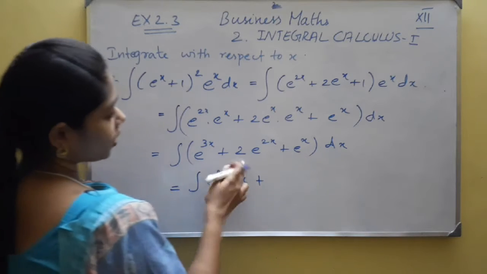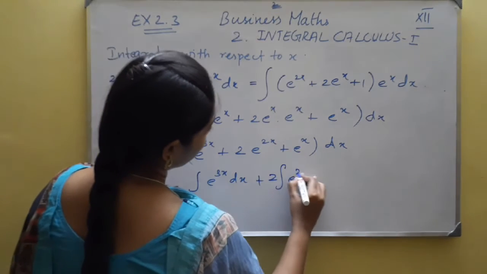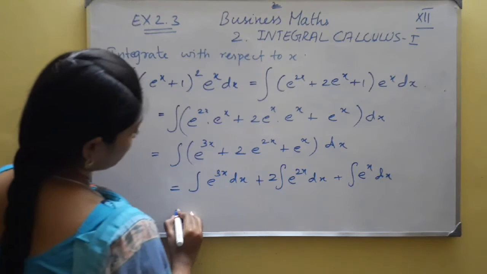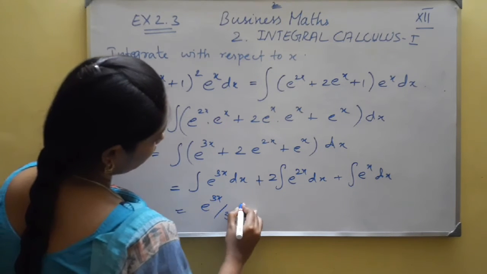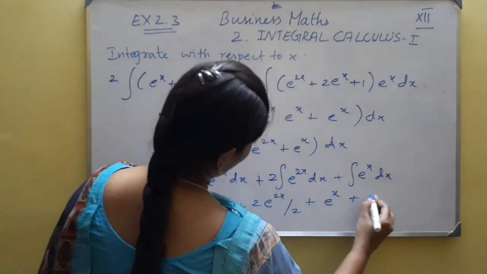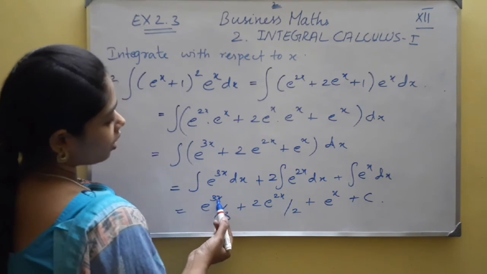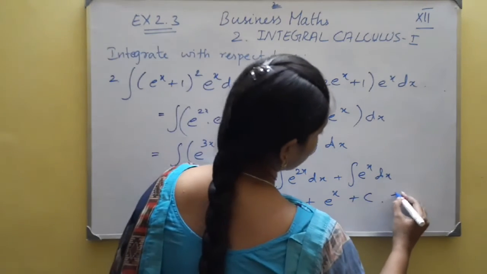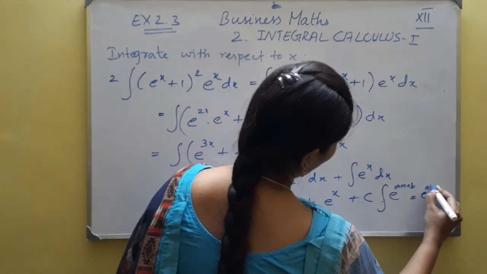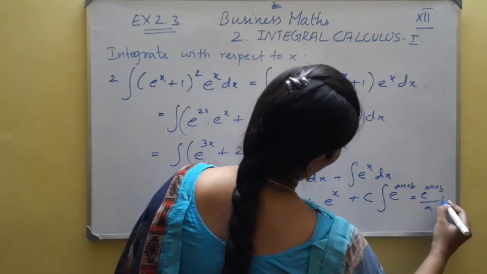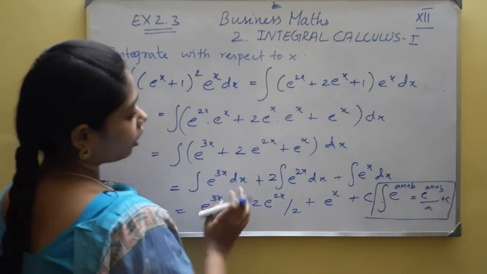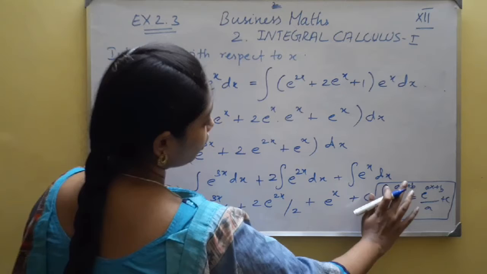The constant anyway goes outside the integration, or write it this way, integral e power x dx. This is e power 3x by 3 plus 2 times e power 2x by 2 plus e power x plus c. The coefficients come in the denominator. This is the formula: integral e power ax plus b equals e power ax plus b divided by a, plus c. Always note the formula on your right hand side while integrating.